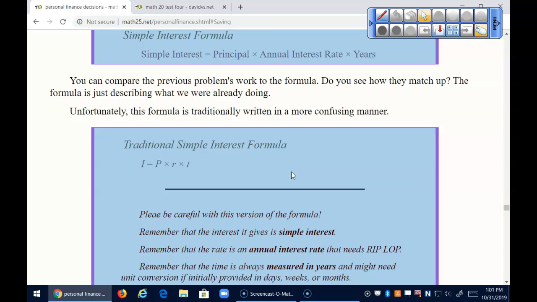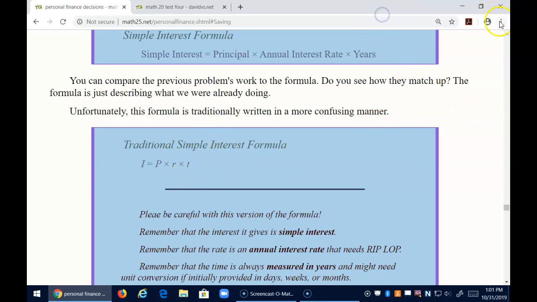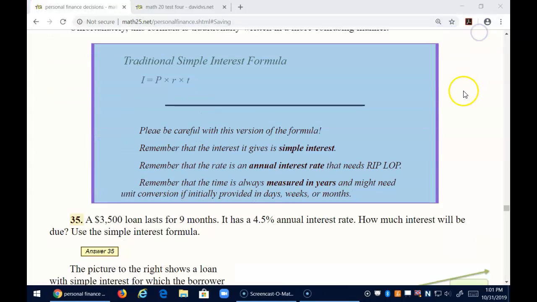Might be a way to remember it, I've heard. It's pretty PRT, times T is the year. Right, T is the years. Okay, I will lock that into the PDF.